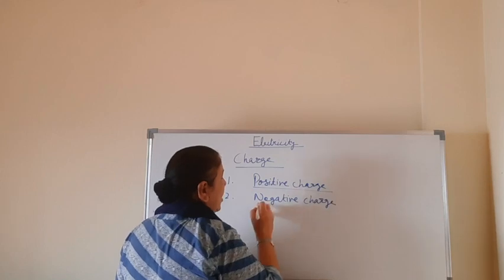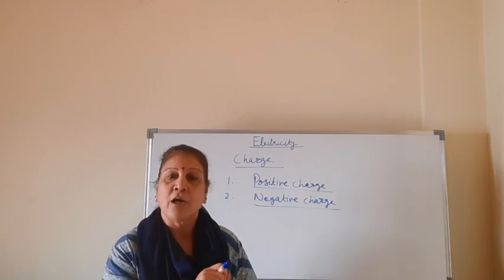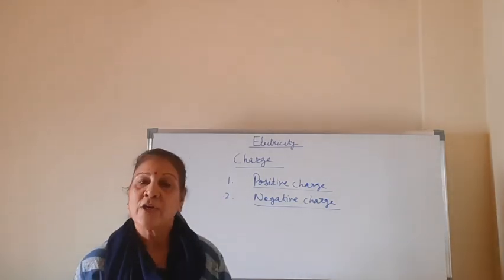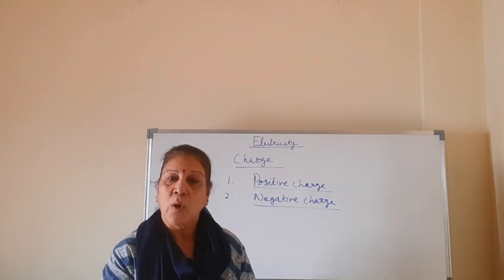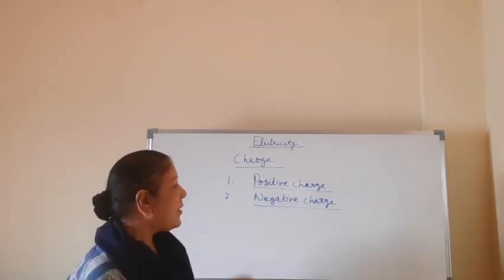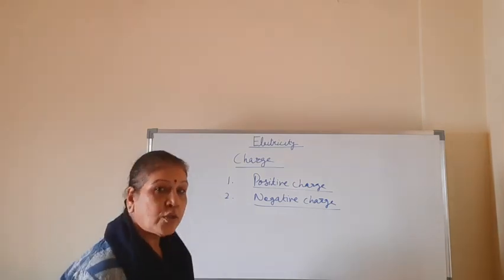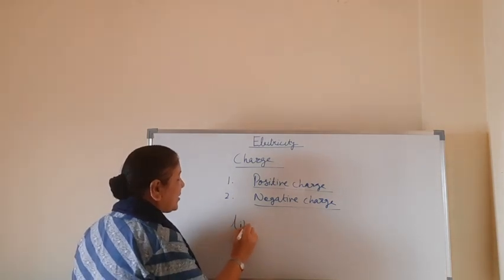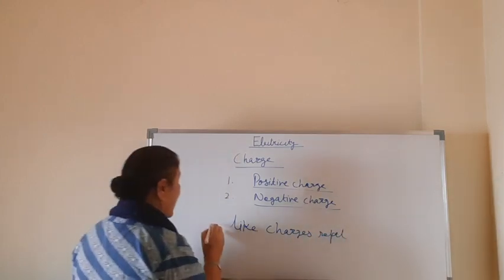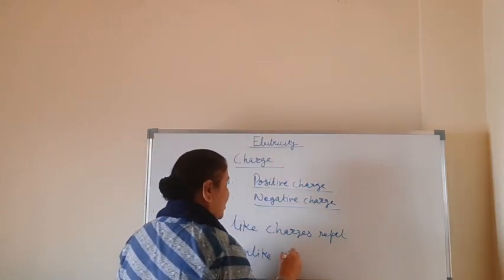So what is positive charge? If you have a glass rod and you rub it against silk cloth, by convention it will take the positive charge. If you have an ebonite rod and you rub it against a woolen cloth, by convention it will acquire the negative charge. So there are two types of charges, positive and negative. In the lower classes you have also studied that like charges repel each other and unlike charges attract each other, right?